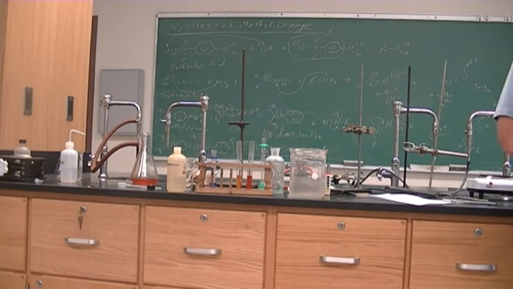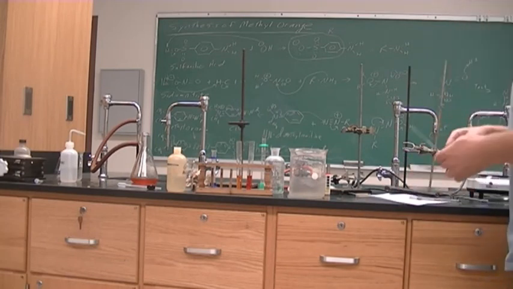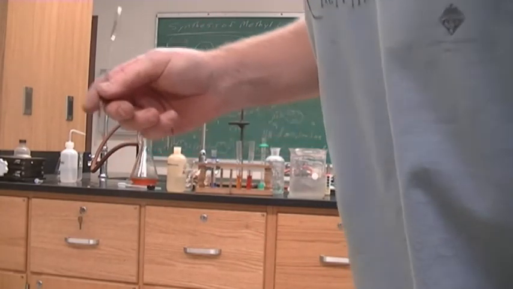All right, and the mass is 0.45 grams. So that is our, actually 0.45 grams. And that is the end for methyl orange.